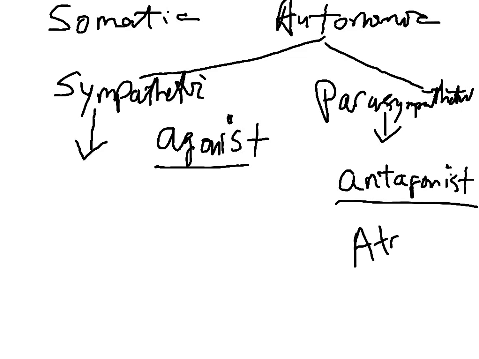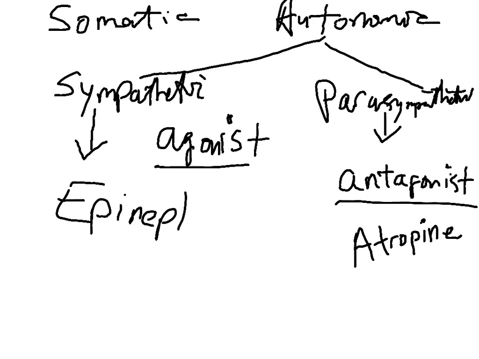A common drug, medication that does that for you, is atropine. A common sympathetic agonist is epinephrine. Okay, so just kind of general overview stuff. So then let's talk alpha and beta.